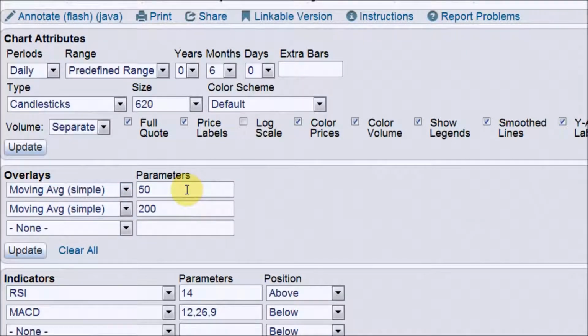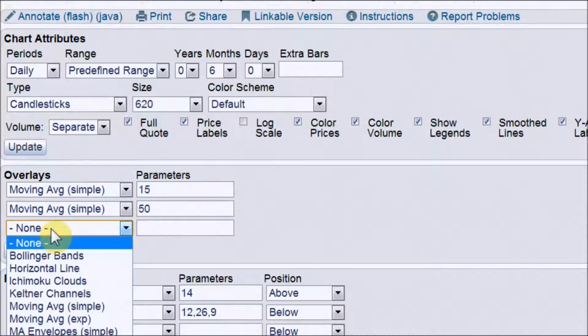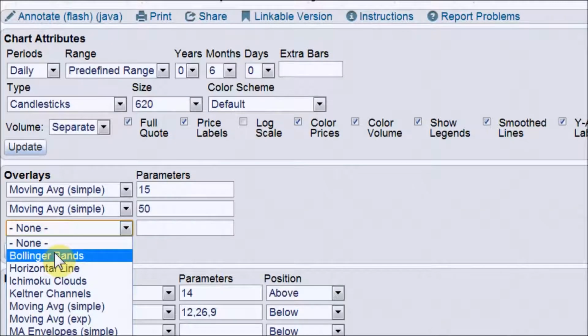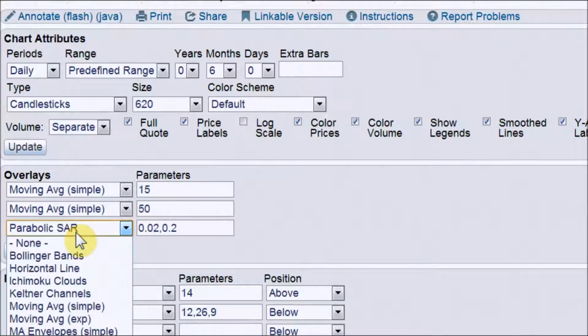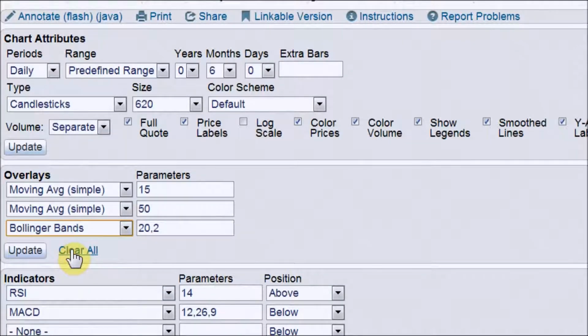Okay, let's go to the 3 overlays you are allowed. The standard setting is 50 and 200-day simple moving average, and they are slow. I like to speed up my moving averages with the 15 and the 50 period. And then you have one more choice, so it's either Bollinger Bands or Parabolic SAR. In this case, I like Bollinger Bands. Always leave Bollinger Bands and Parabolic SAR at the standard settings.